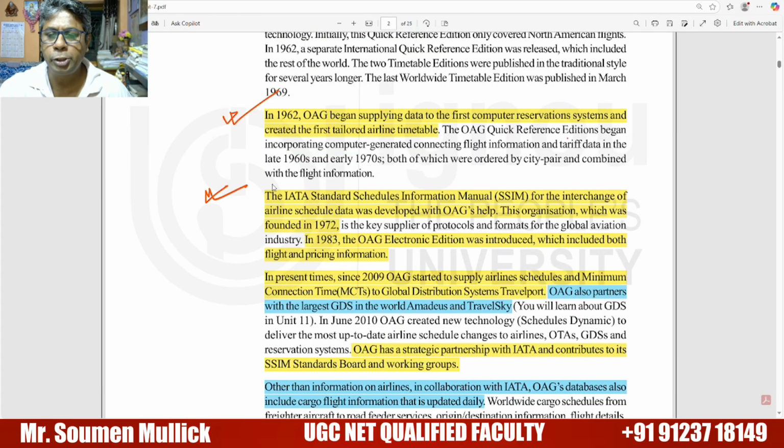Next, the IATA Standard Schedule Information Manual, SSIM. This is very important. The SSIM, the Standard Schedule Information Manual for the interchange of airline schedule data, was developed with OAG's help. After 1962 we have to remember 1972, another important timeline, when the IATA Standard Schedule Information Manual was developed to interchange airline schedule data with OAG's help. In 1983, the OAG electronic edition was introduced.